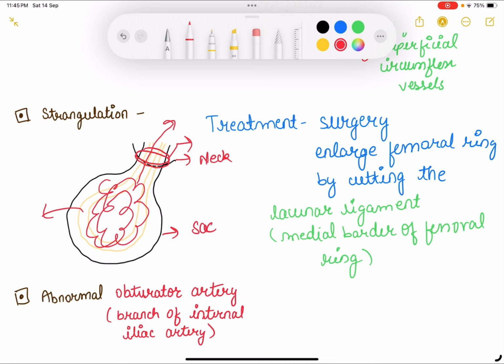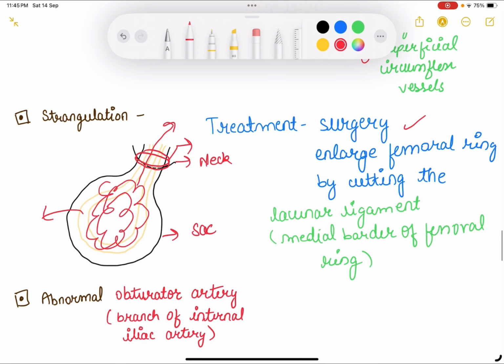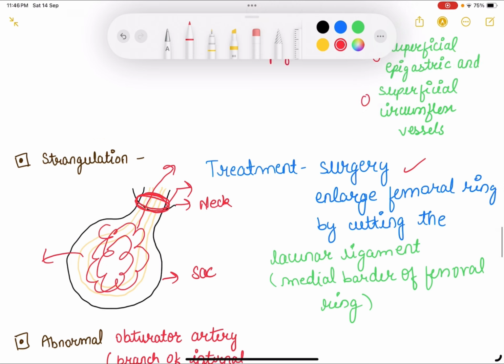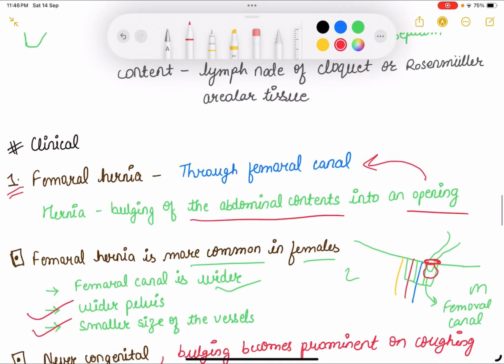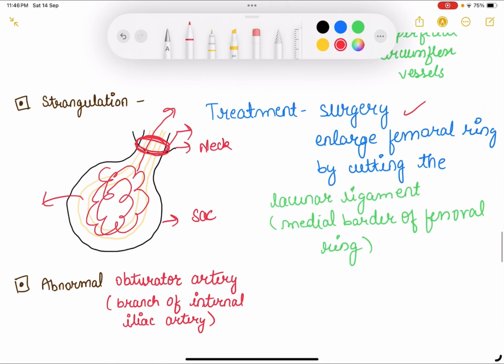So now how can we treat this strangulation? So we have to treat this by surgery. We have to enlarge the femoral ring. Now because this femoral ring is compact and it is not enlarged, so we have to cut the lacunar ligament. So lacunar ligament forms the medial border of the femoral ring. I have told you in our previous video. So the medial border of the femoral ring is formed by the lacunar ligament. So we have to cut this. Now if we cut the lacunar ligament, obviously the femoral ring will enlarge and due to which the hernia can be removed out easily.